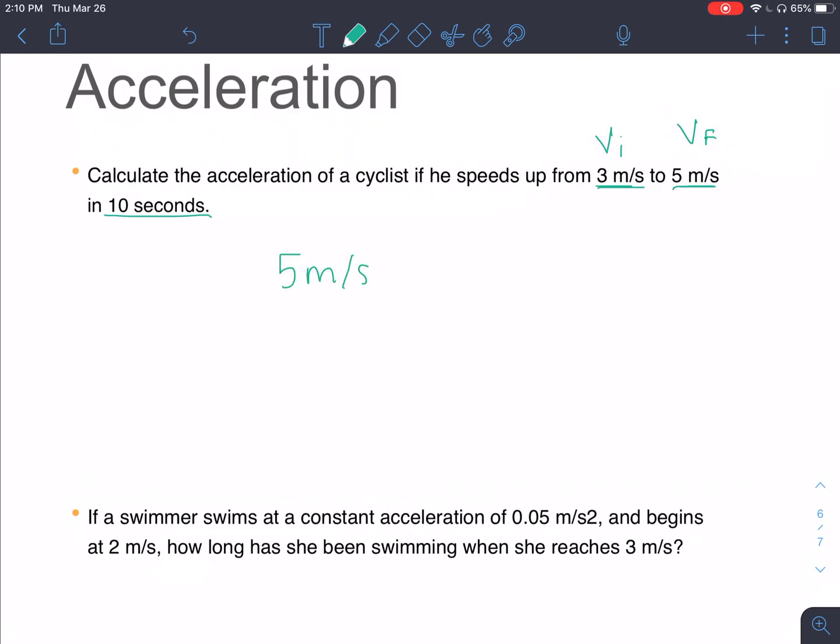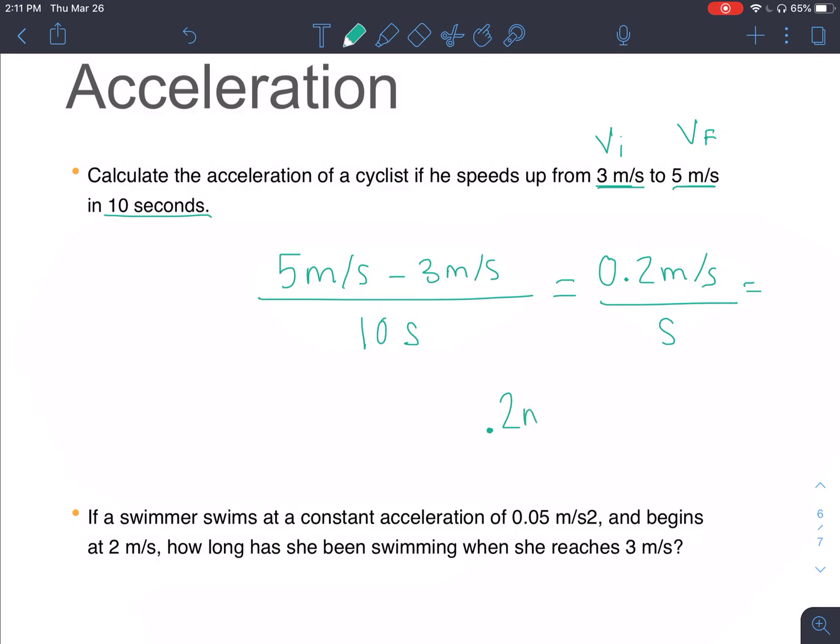5 meters per second minus 3 meters per second divided by 10 seconds. So you get 2 over 10, which is equal to 0.2 meters per second, or you can also say 0.2 meters per second squared. Put the 0 right there.